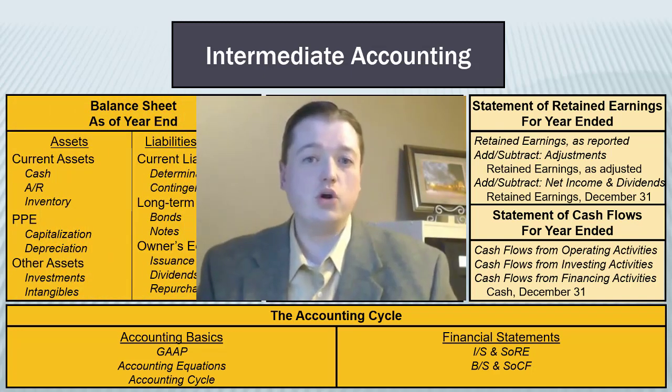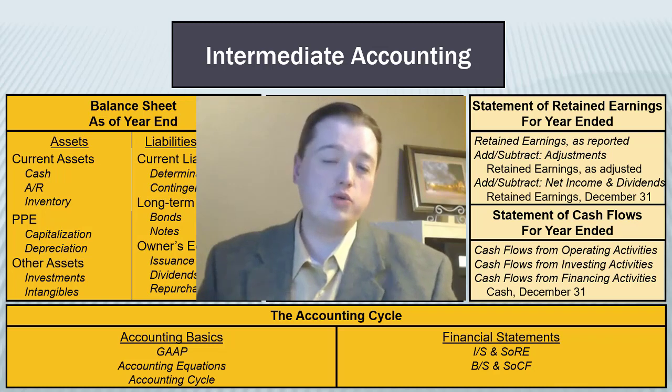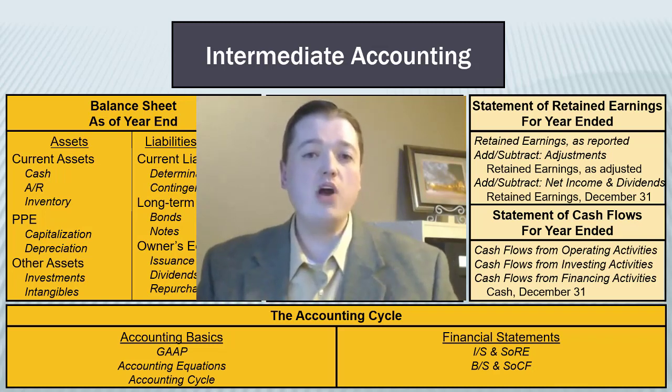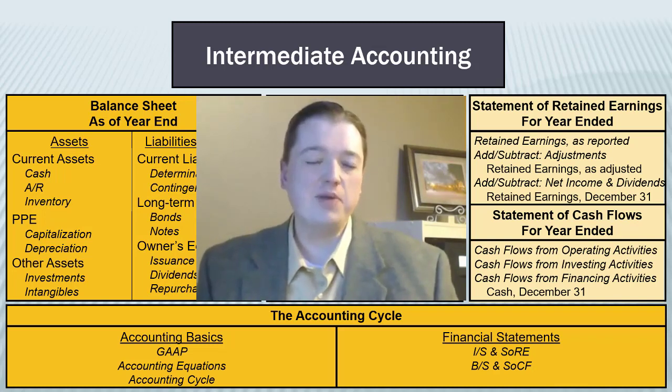Then, as we wrapped up our discussion of the income statement, we started our discussion of the last two financial statements, which were the statement of retained earnings, which we talked about in our very last set of discussions. And now we're moving on to the statement of cash flows. And that's where we're headed over this last piece of our intermediate course.